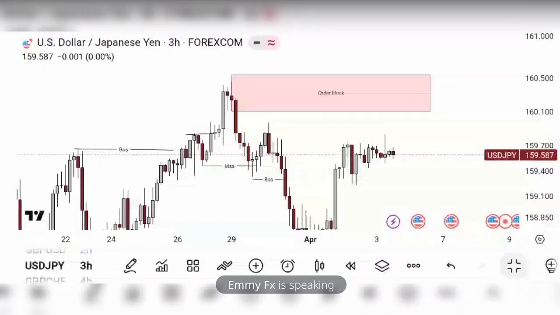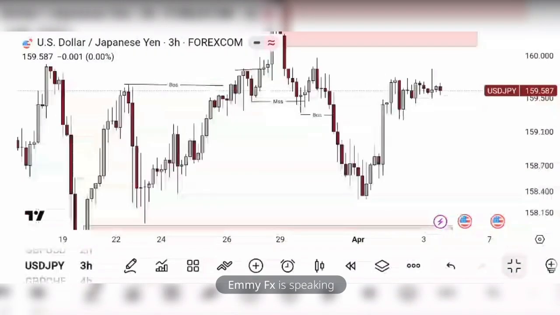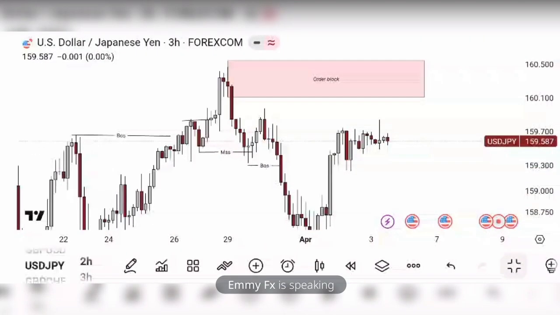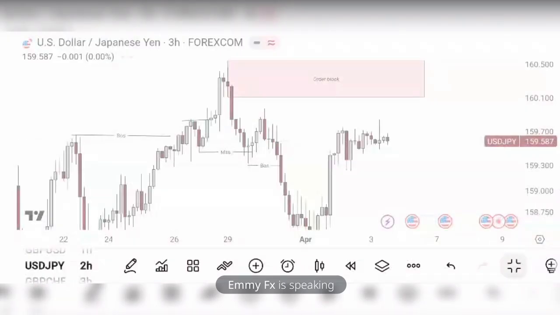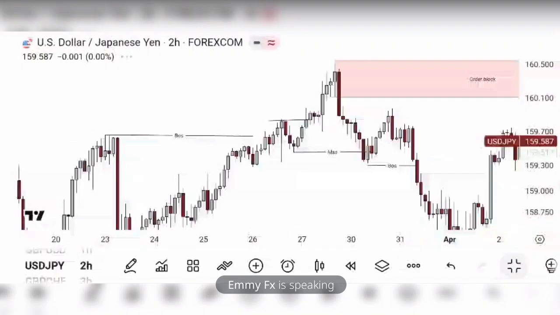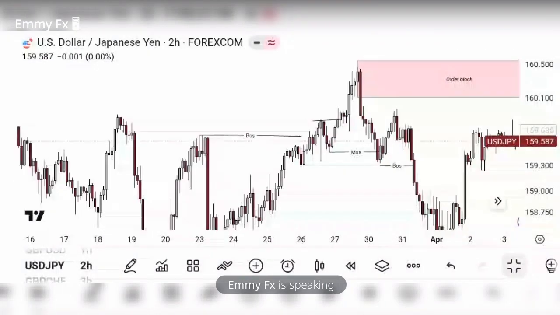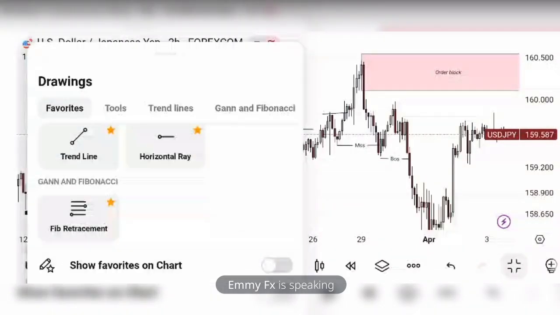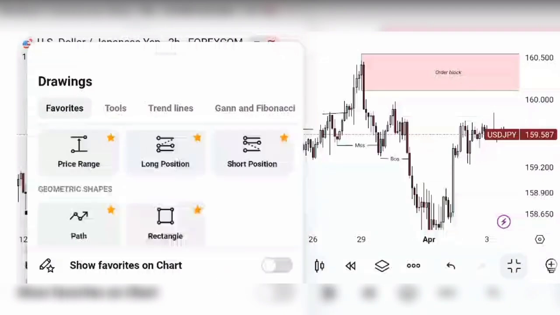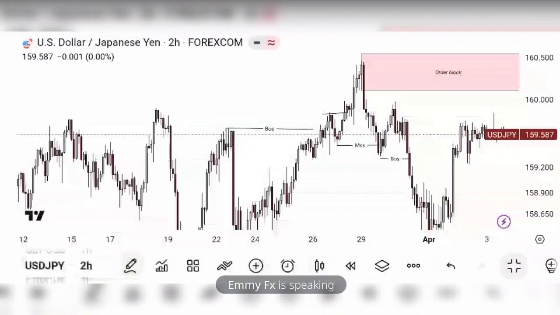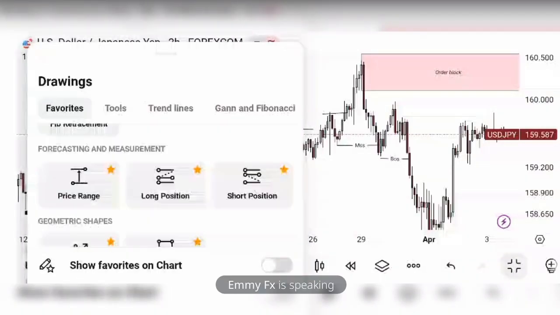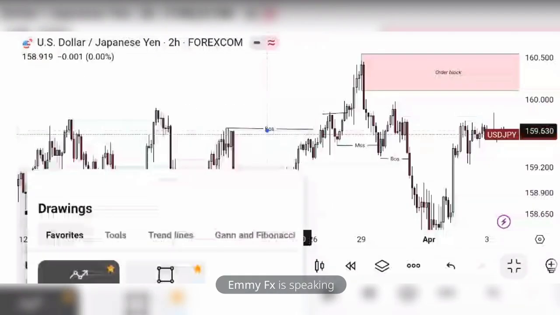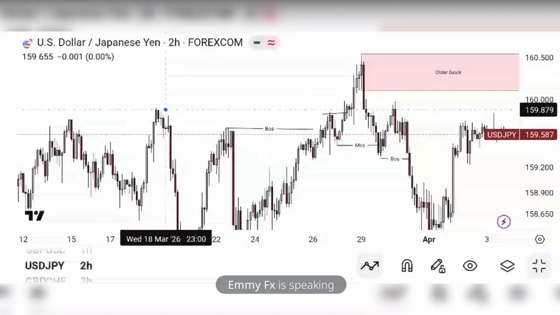I want us to move to the 2 hours time frame. Now, price has already taken liquidity, which is called structural liquidity, from the highs. Price has already taken out that structural liquidity. You can see how price takes out liquidity from here. Let me find my tools. So we can see how price takes out liquidity from here.